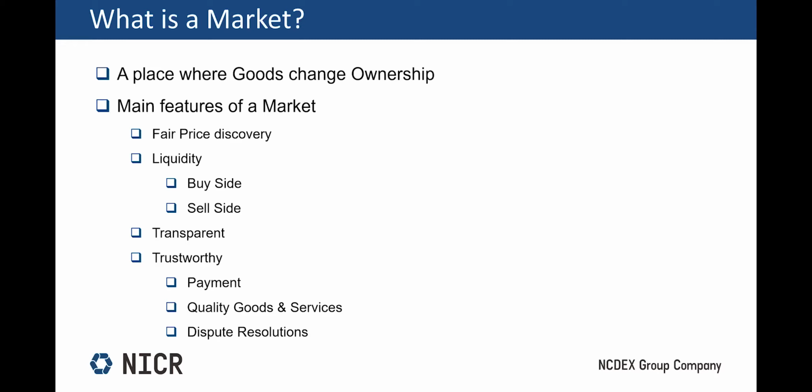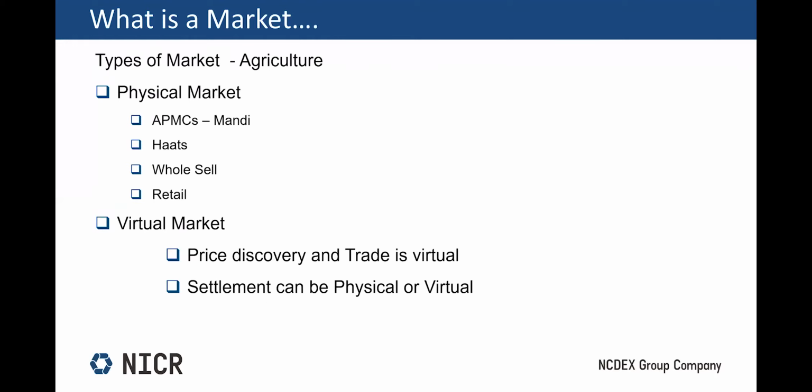So these are the basic characteristics of a marketplace to ensure that the goods are properly transferred from one owner to another. So, continuing with the types of market, agriculture being physical goods, we need to have a physical market. That's very, very important.